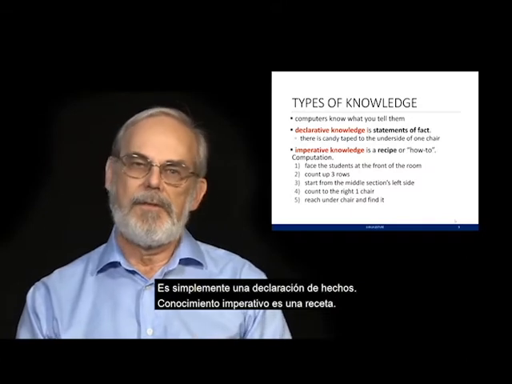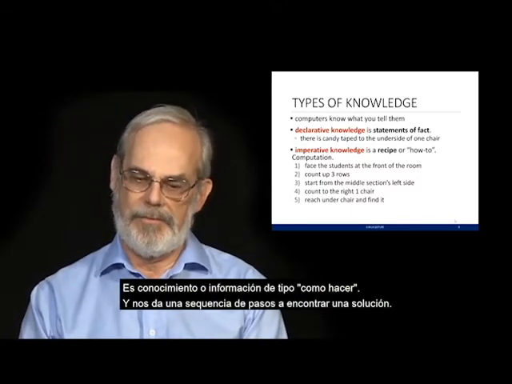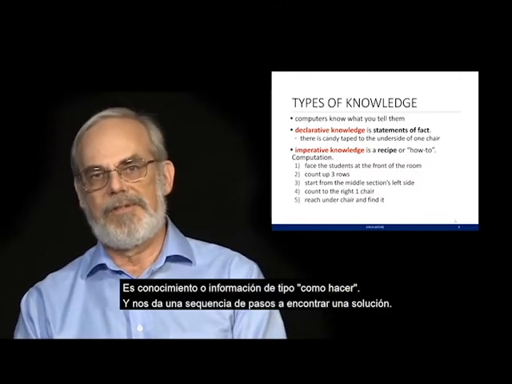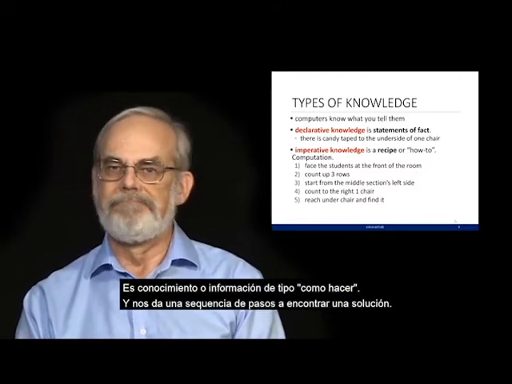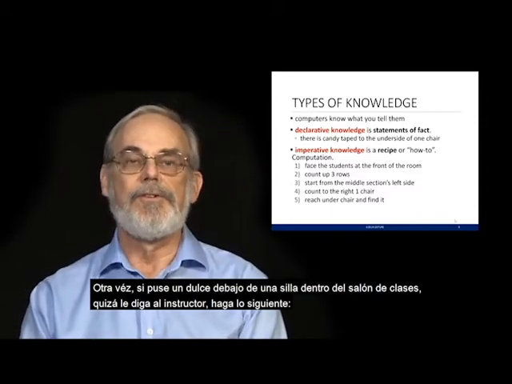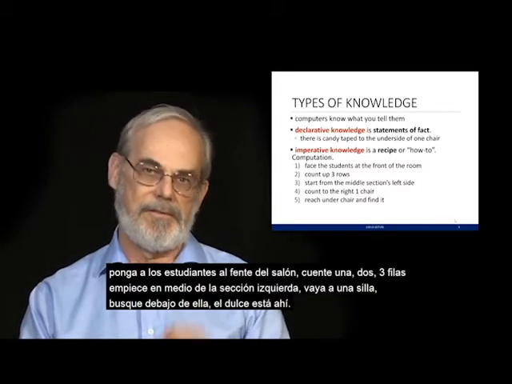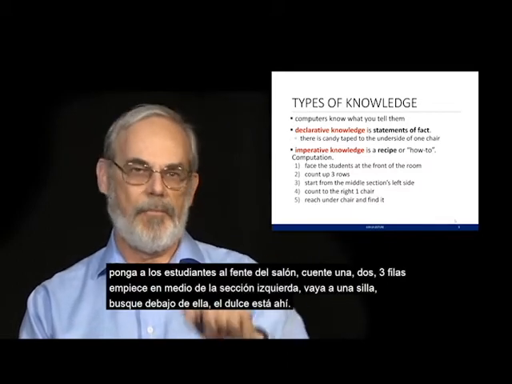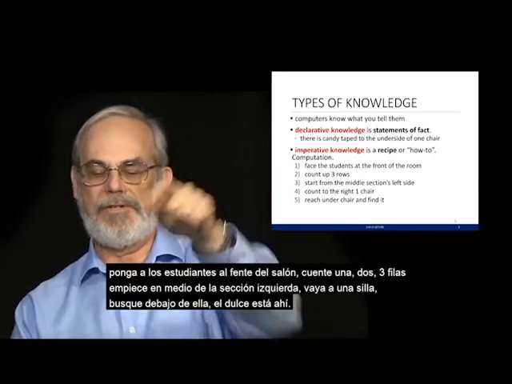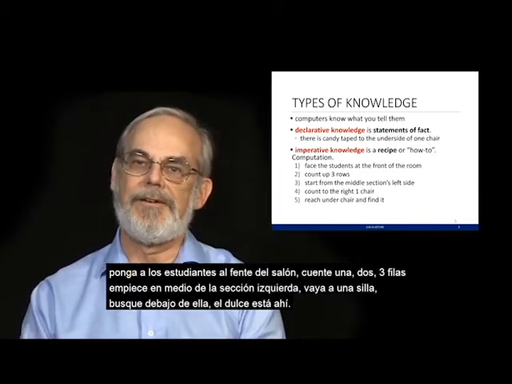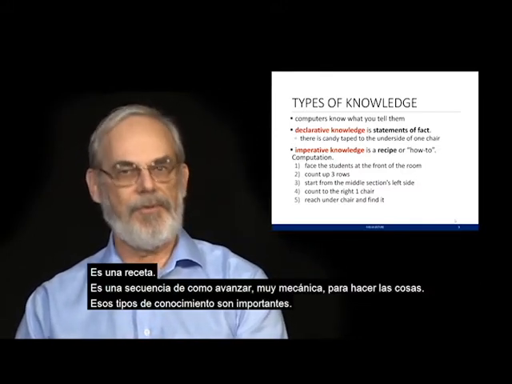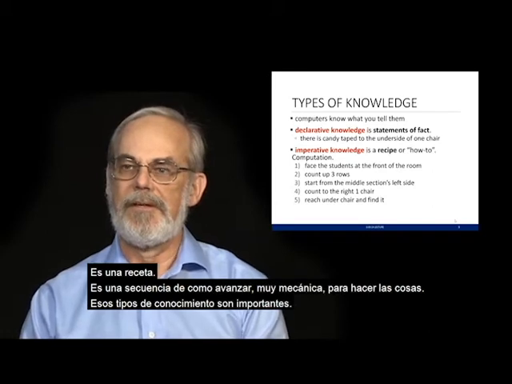Imperative knowledge is a recipe. It's how-to knowledge or how-to information. And this gives us a sequence of steps to find a solution. Again, if I stuck candy under a chair inside the lecture hall, I might say to the lecturer, do the following. Face the students at the front of the room. Count up 1, 2, 3 rows. Start in the middle section, left side, go in one chair, look underneath it, candy is there. It's a recipe. It's a sequence of how-to steps, very mechanical, to get things done.